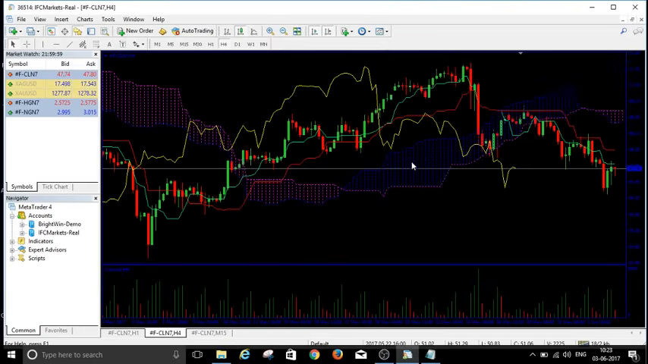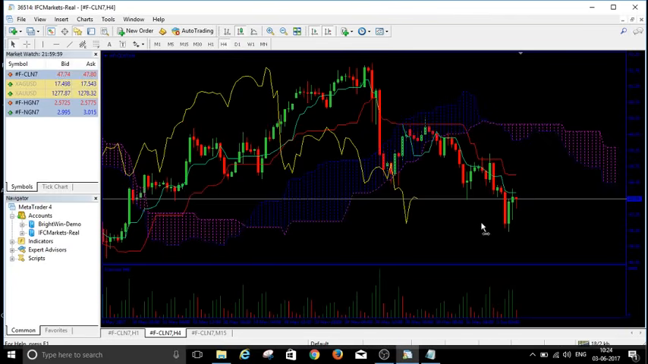So see how clouds are helpful for us. When these lines cross over or below, we can see that there are significant chances of reversal. When you set these settings on your chart, you will see that there are chances of reversal, and this will show you the future. Price is here, but the cloud is already made for here.